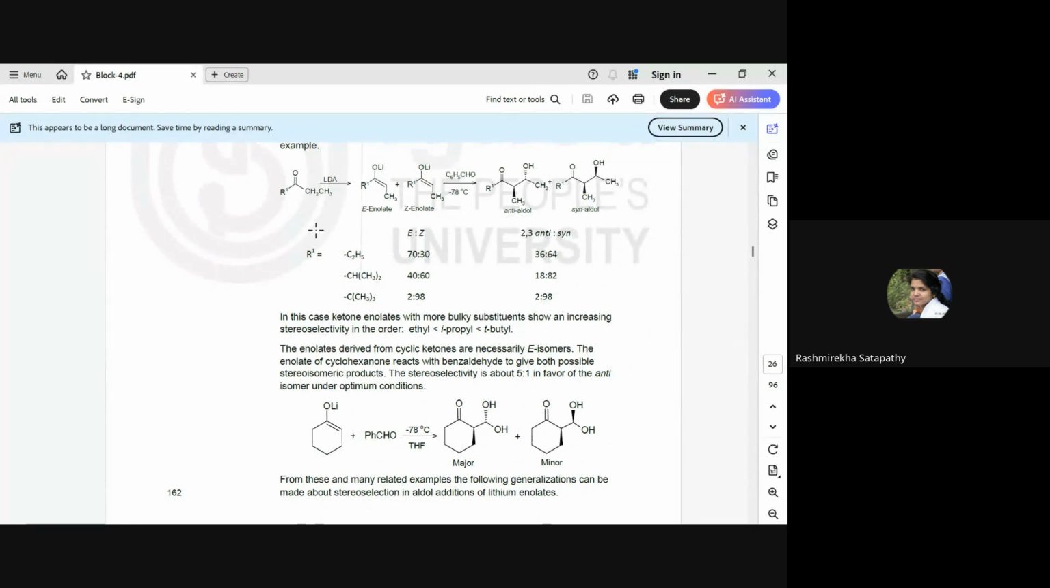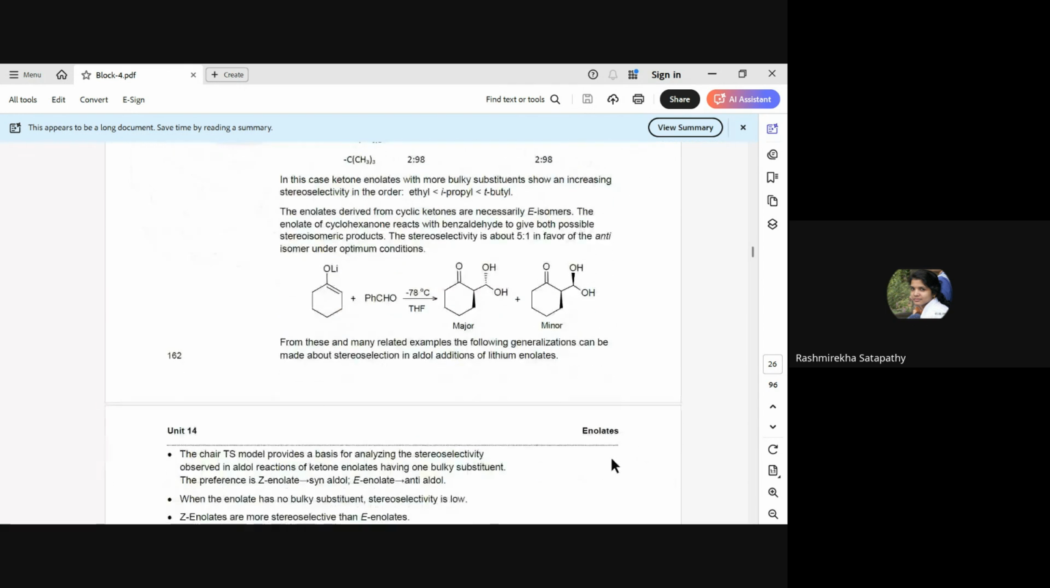In this ketone molecule, in the presence of LDA, Z enolate and E enolate are formed. When treated with the aldehyde, benzaldehyde, at minus 70 degrees centigrade, the anti and syn diols are formed. This enolate treated with benzaldehyde forms the major product. Enolates derived from cyclic ketones are necessarily the E isomer. The enolate of cyclohexanone reacts with benzaldehyde to give both possible stereoisomeric products. The stereoselectivity is about 5:1 in favor of the anti isomer under optimum conditions.